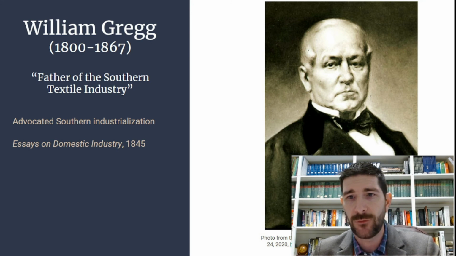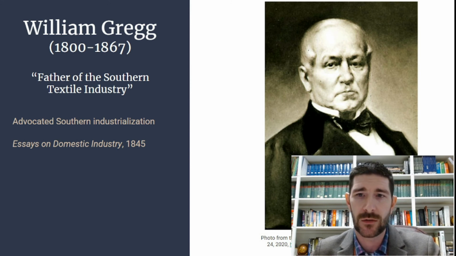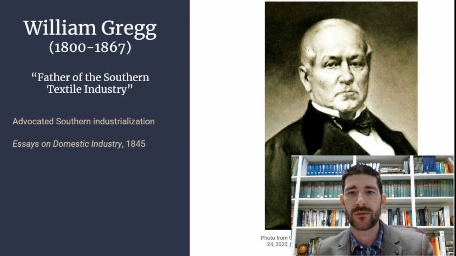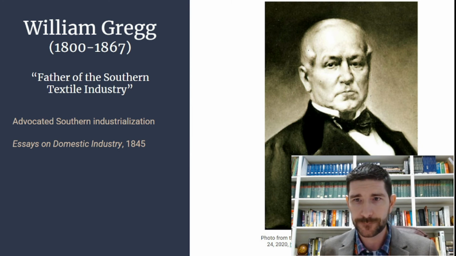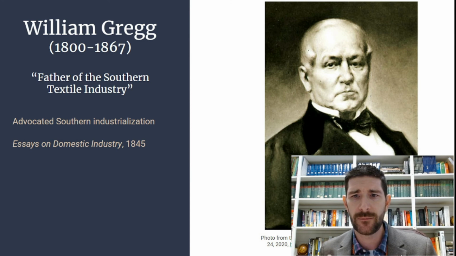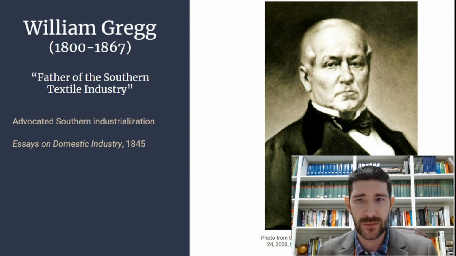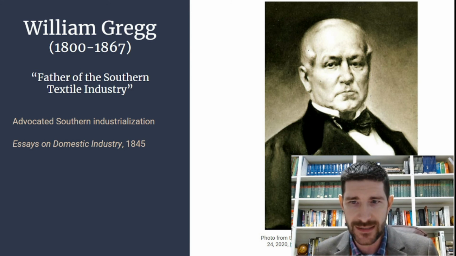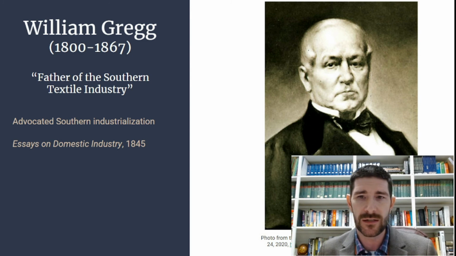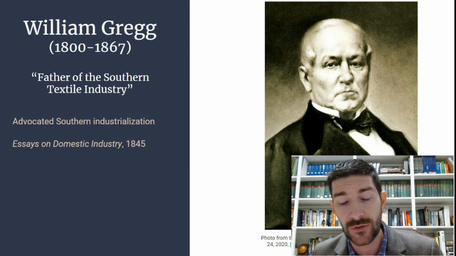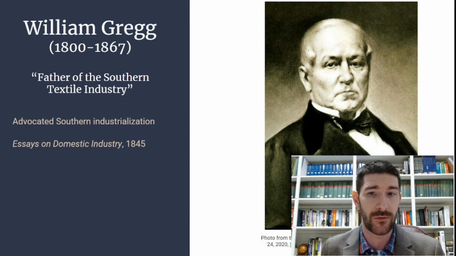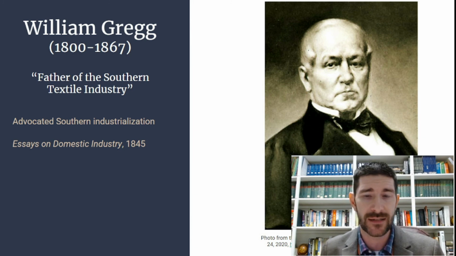In 1844, he traveled through the northern United States to study the different textile mills of New England. Upon his return to South Carolina, he wrote a series of articles for the Charleston Courier. And in these articles, Gregg lamented the current relationship between the North and the South. The South sends raw materials to the North, and the Southerners purchase these same materials at inflated prices in the form of manufactured goods. Gregg's efforts led to the creation of the largest textile mill in the South, the Graniteville Manufacturing Company in South Carolina.